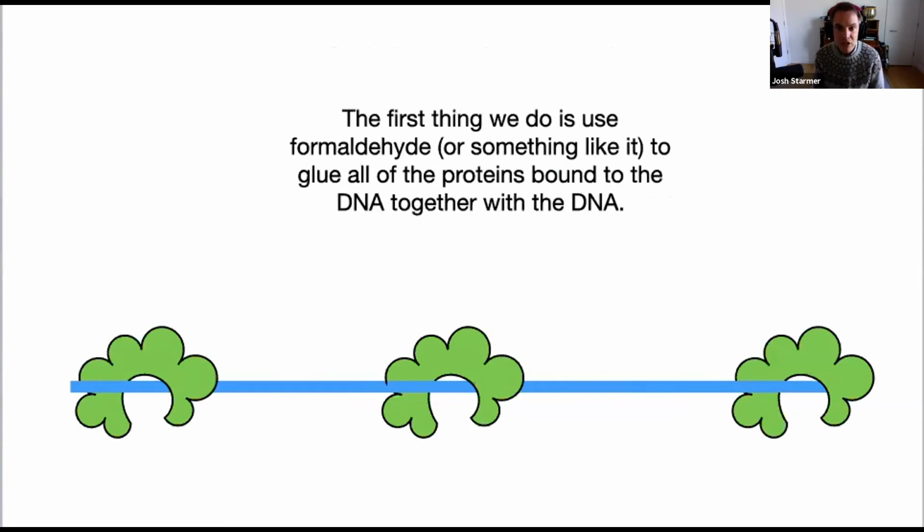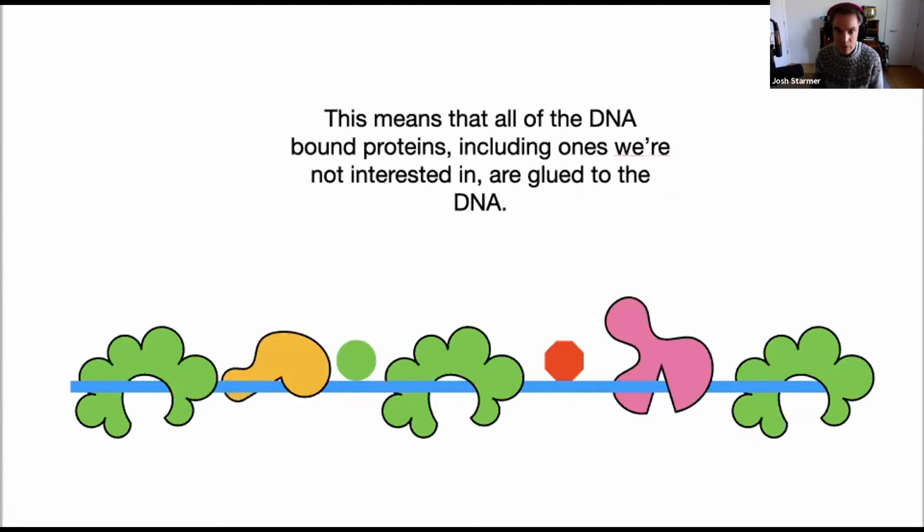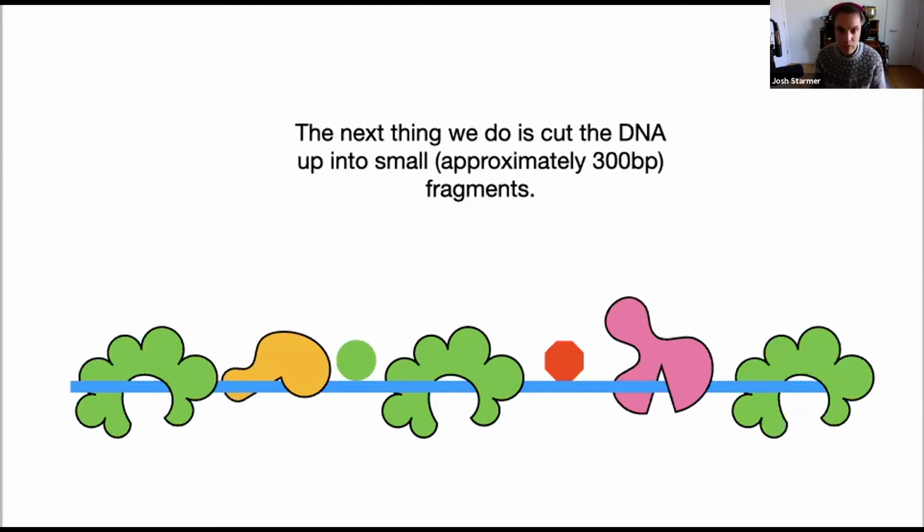The first thing we do is use formaldehyde or something like it to glue all of the proteins bound to the DNA together with the DNA. This means that all of the DNA-bound proteins, including ones we're not interested in, are glued to the DNA. So everything is glued to the DNA. The next thing we do is cut the DNA up into small, approximately 300 base pair fragments.